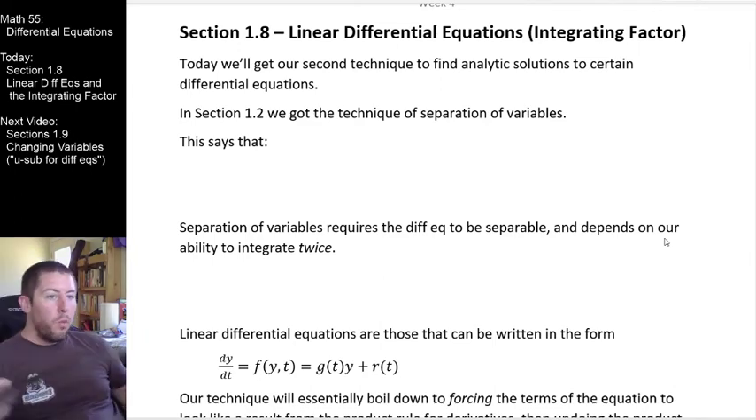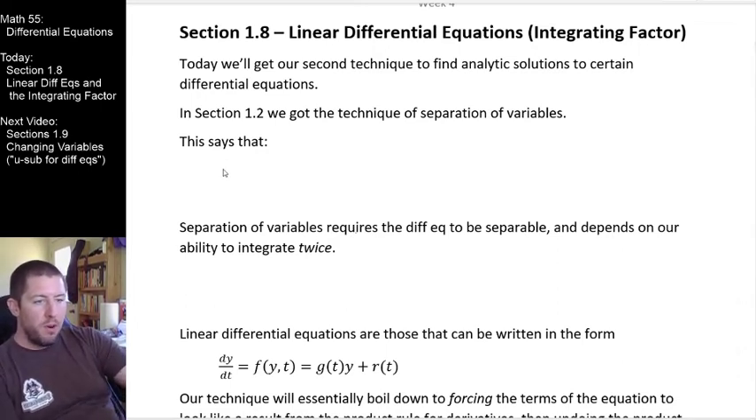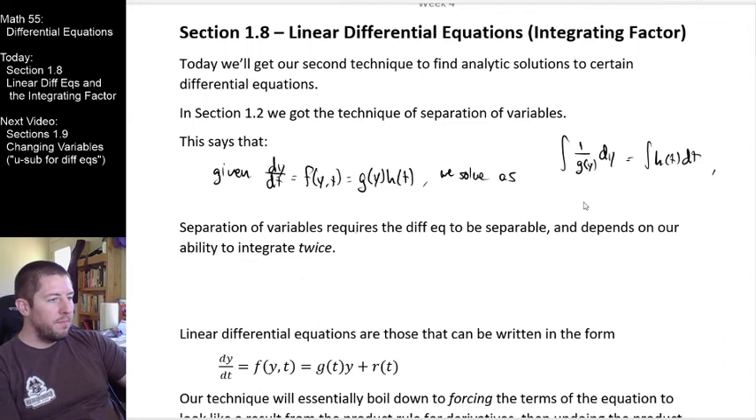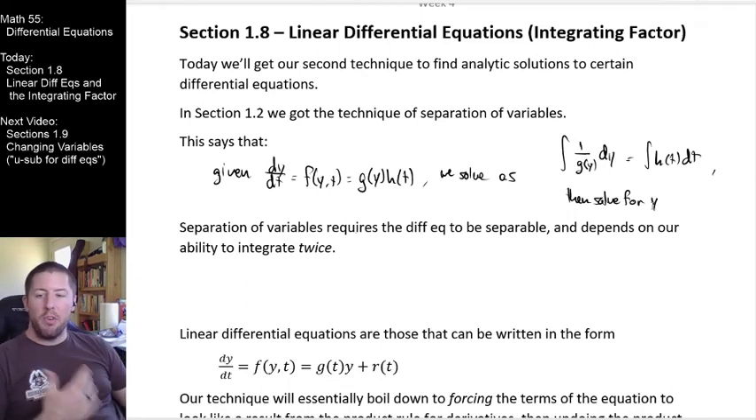So what we want to remember, getting our context right here, in section 1.2 we got our separation of variables formulas that says, given some differential equation dy/dt equals f of y, t, which very importantly needs to be able to be written as g of y times h of t, we solve this by doing the integral of 1 over g of y dy equals the integral of h of t dt, and then solve for y.